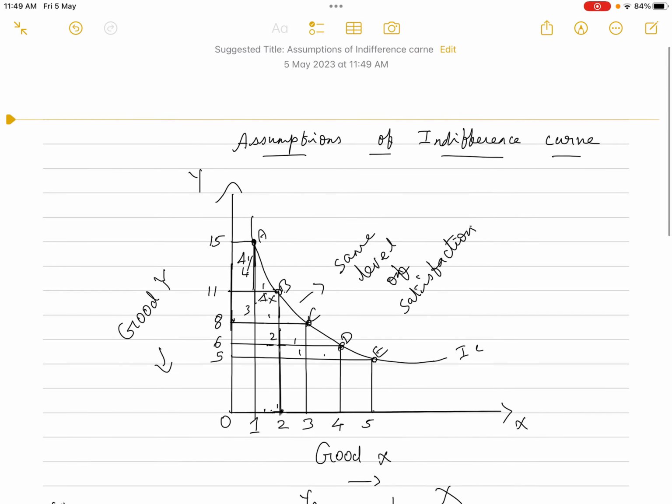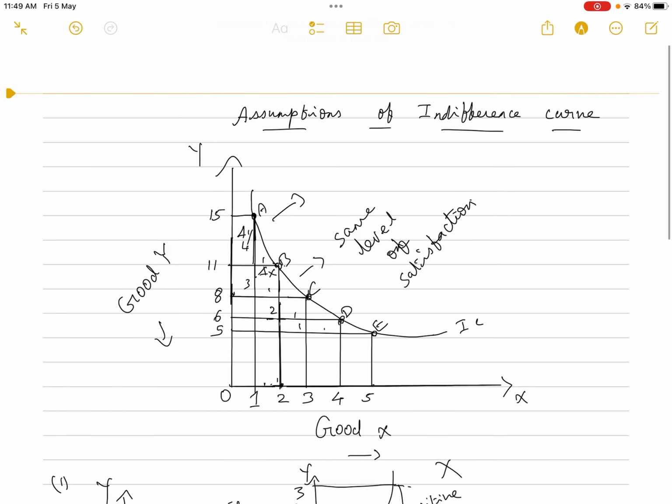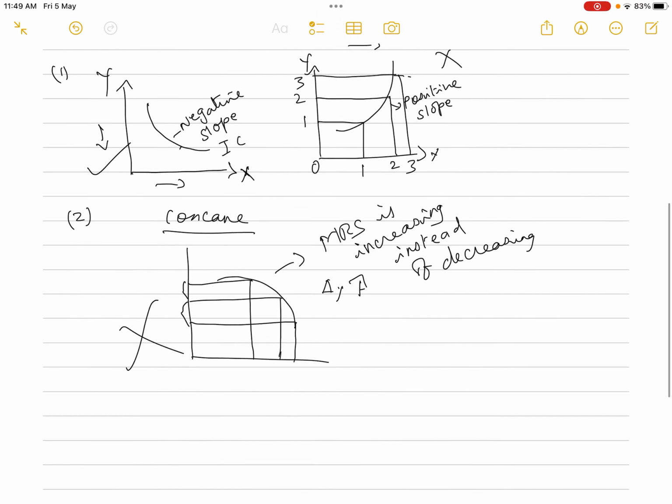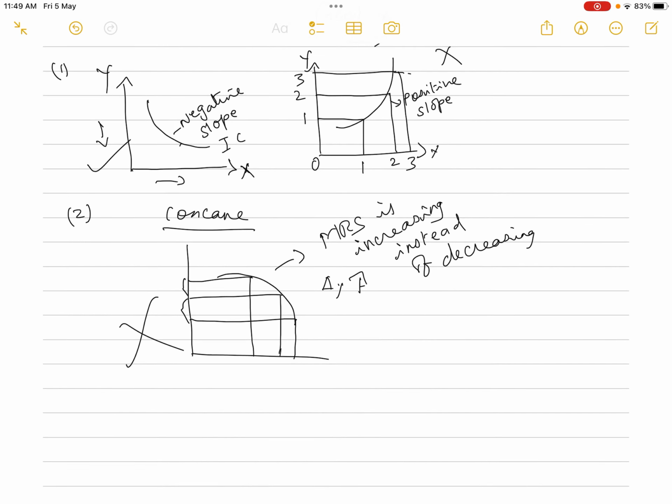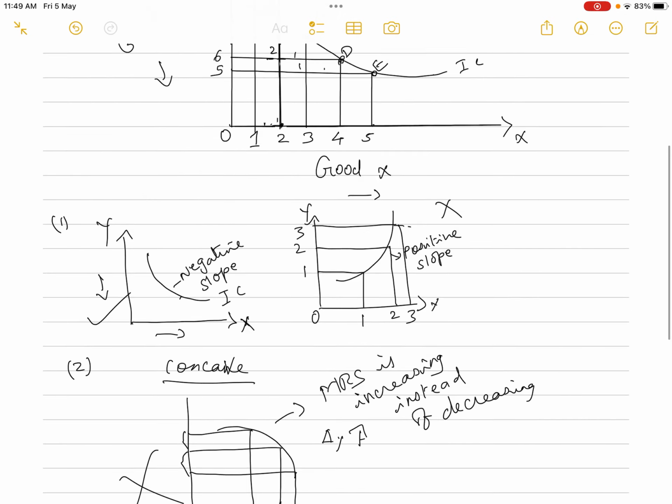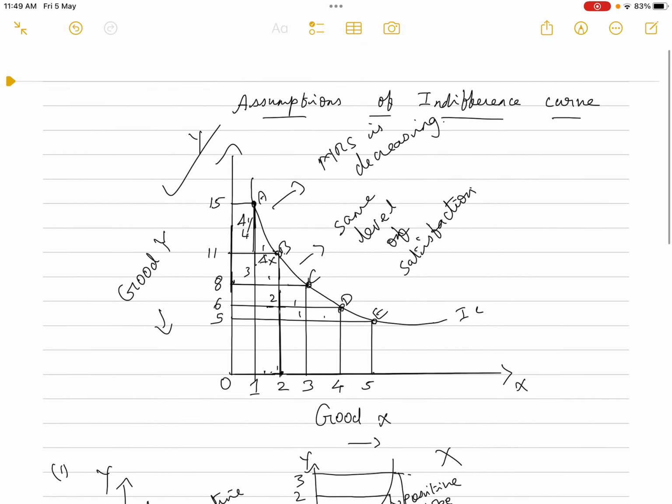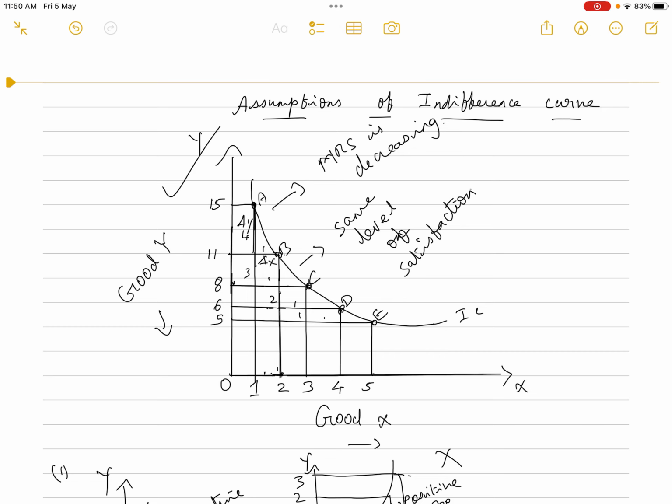If you check in this diagram here, the marginal rate of substitution, the MRS, is decreasing. Okay, so this is the correct one. So that's why the second property of the indifference curve is that the indifference curve will never be concave to the origin. So the indifference curve will always be convex to the origin. This shape is called convex. Okay, that is the second property.